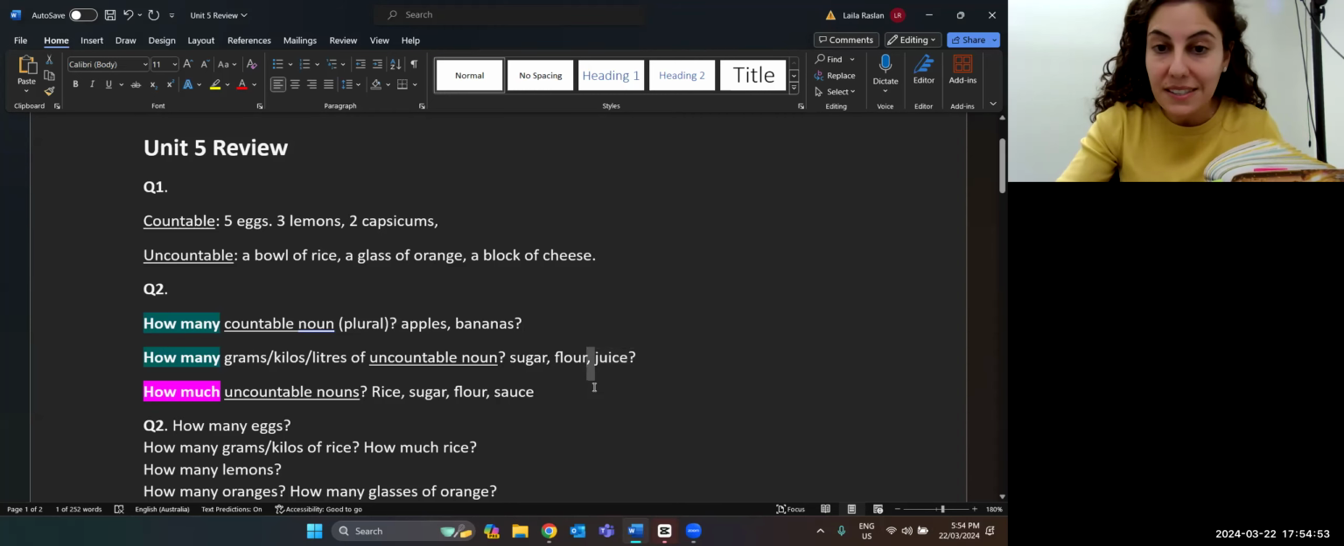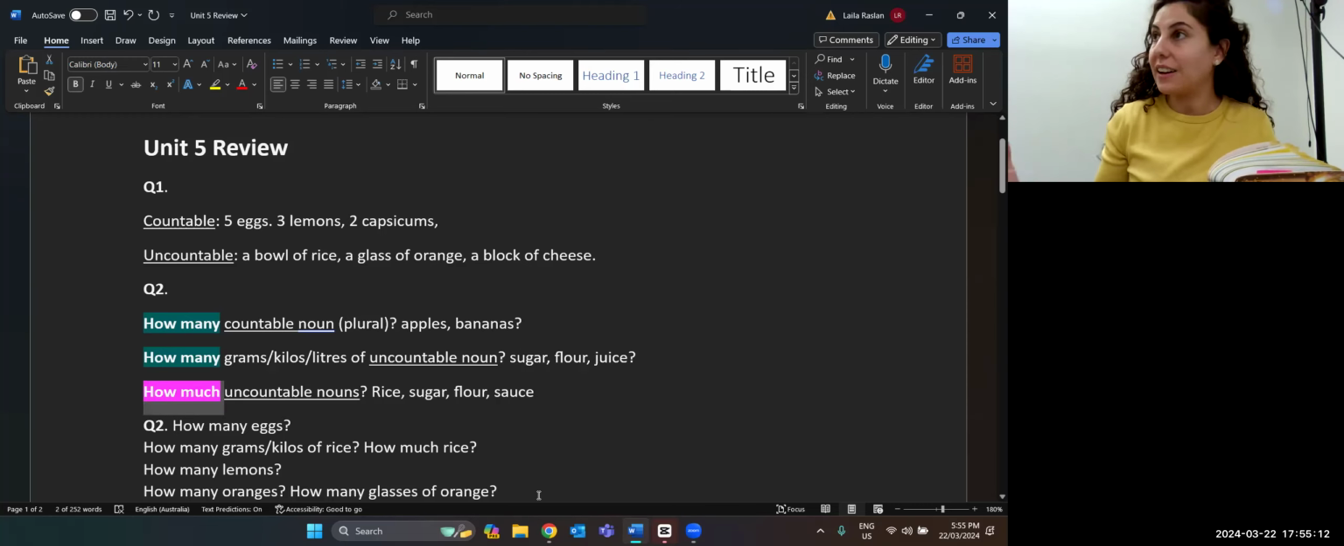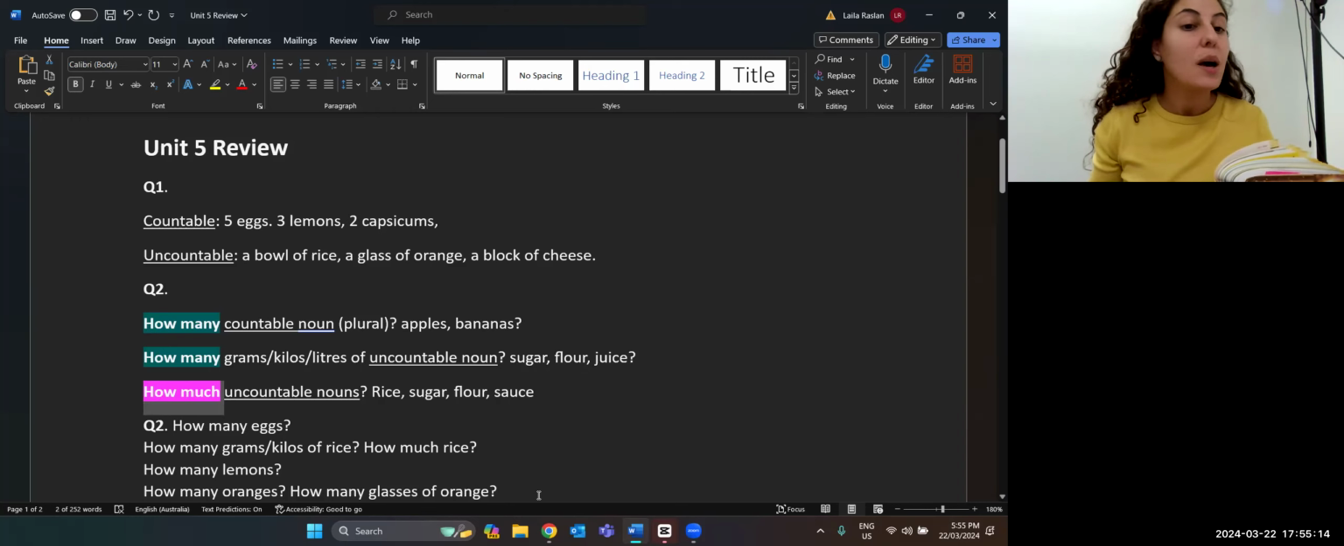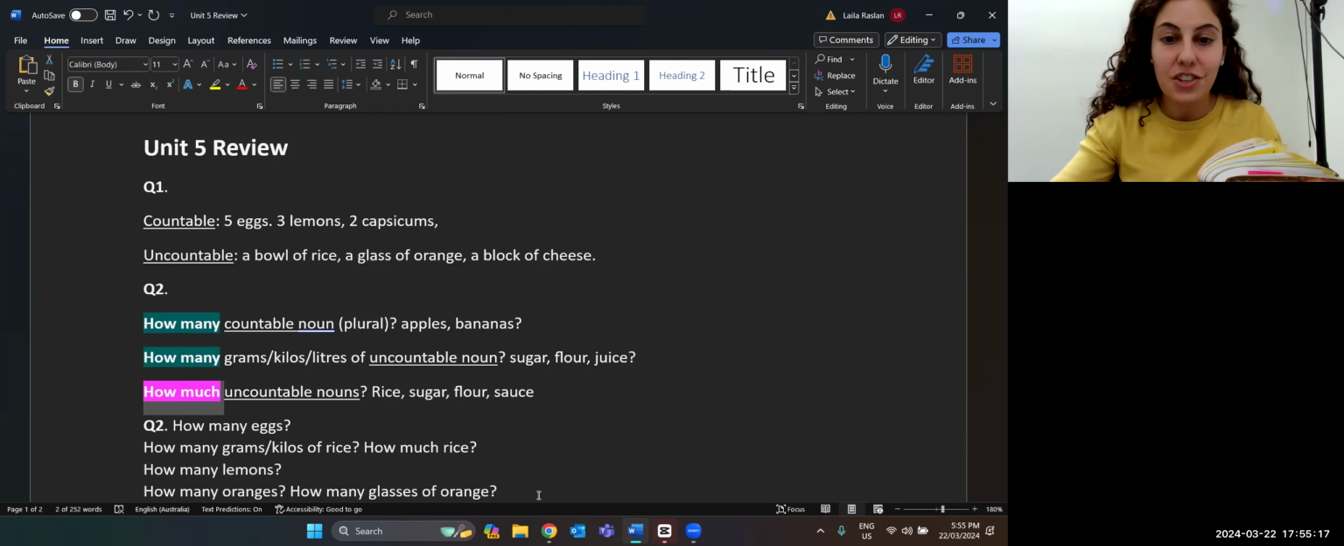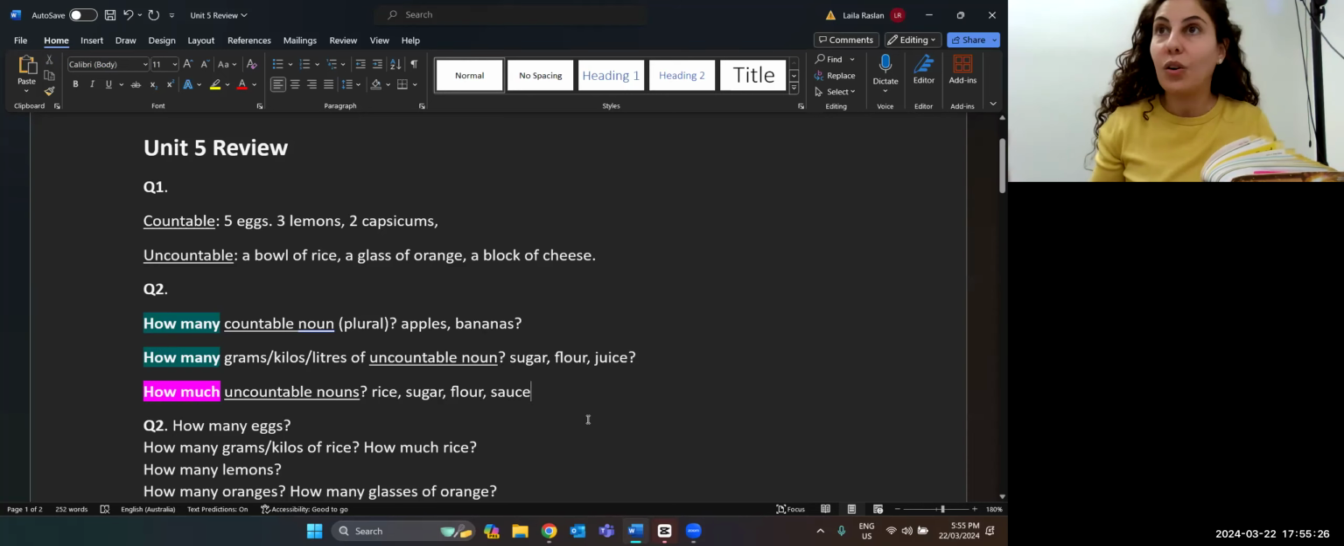So it's not flours, it's just 2 kilos of flour, 3 kilo of flour, 5 kilo of flour. There's no S. The same as sugar, 1 kilo of sugar, 2 kilo of sugar, 3 kilo of sugar. No S. Now, how much, when I want to ask that question, which is the same as saying how many, but I could only use how much with uncountable nouns. So again, rice, sugar, flour, sauce, water, juice, oil.